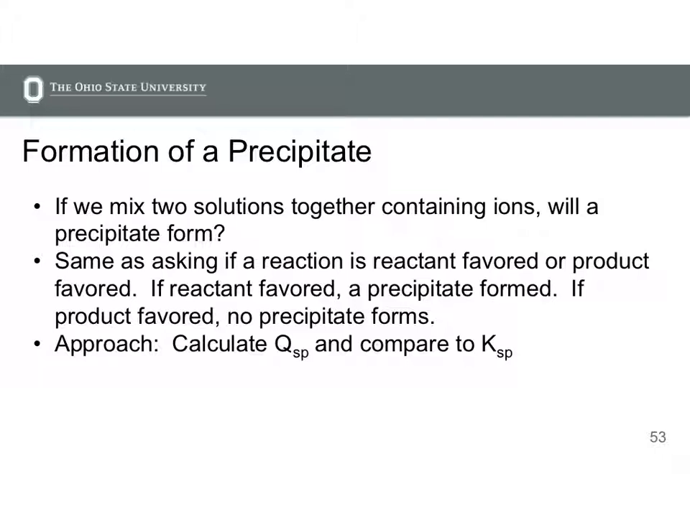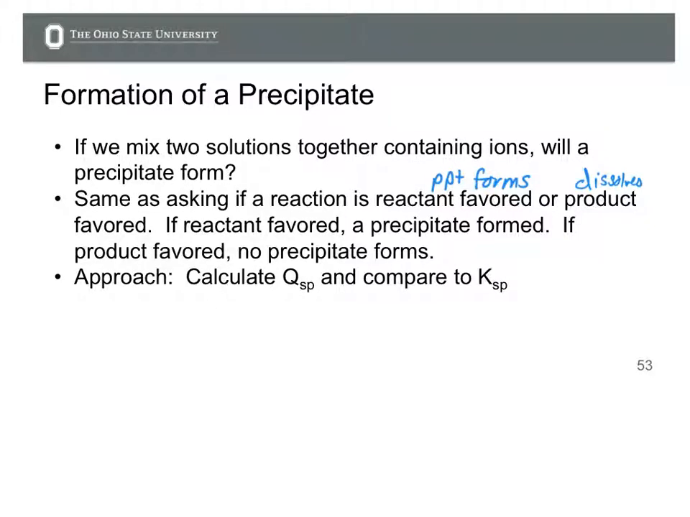So basically, if we want to know if a precipitate will form, that's basically saying, is the reaction reactant favored? In that case, a precipitate does form. Or product favored, it dissolves. So the way we're going to approach this is by calculating Q and comparing to K, just like we did in chapter 15. So if Q, again, we're using the subscript SP for solubility product, if Q is less than KSP, then the reaction should go towards the products, and so we have a soluble salt.